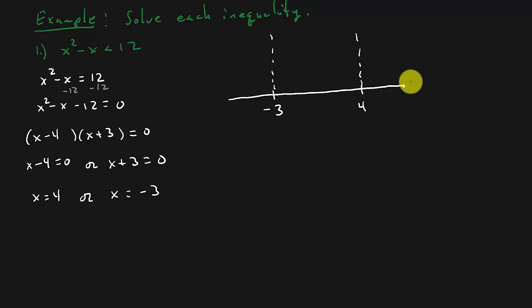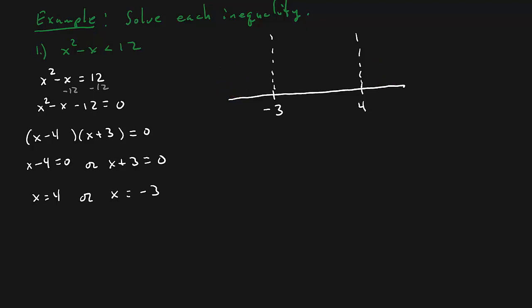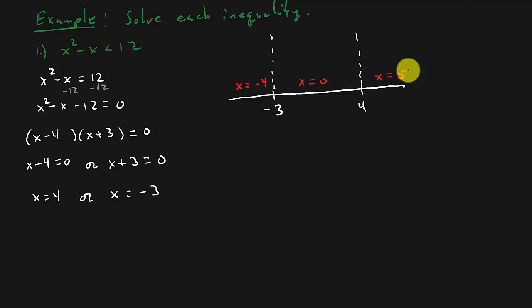Then what we want to do is pick a test point from each region. So here let's choose x equals negative 4, x equals 0, and x equals 5. So where did those numbers come from? I'm going to take a little bit longer to explain this first problem so you can understand it.